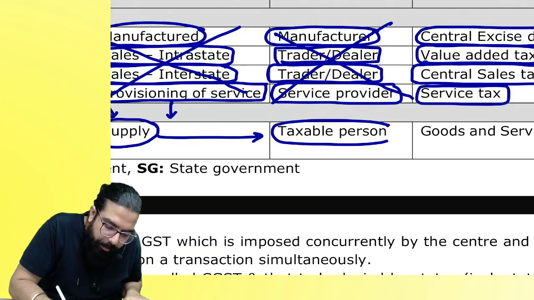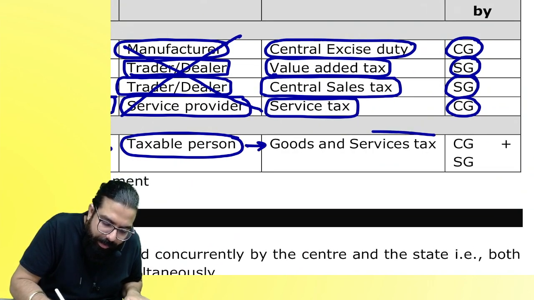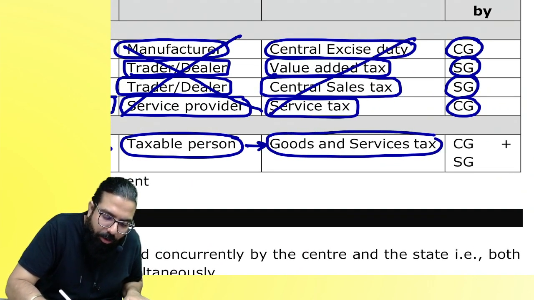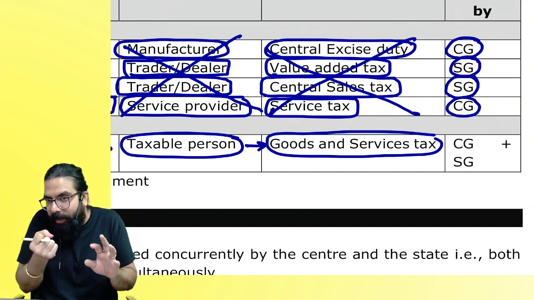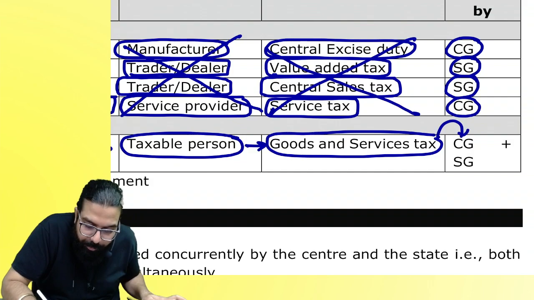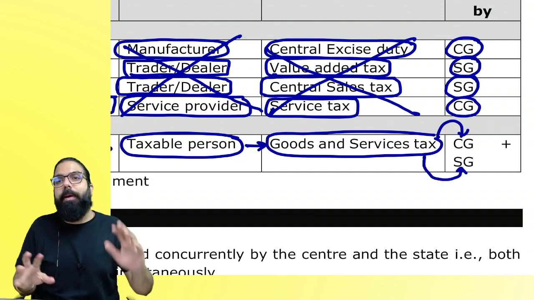If you are a taxable person, you will charge what, everyone? GST, and you will pay. You will not charge all these things now. You will charge GST, and you will collect the GST and give 50% to the central government and 50% to the state government. Are we clear, everyone? Always remember.